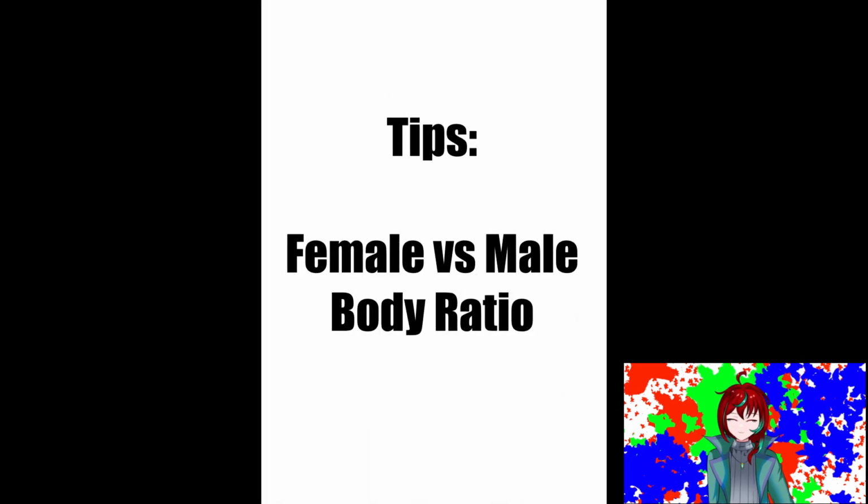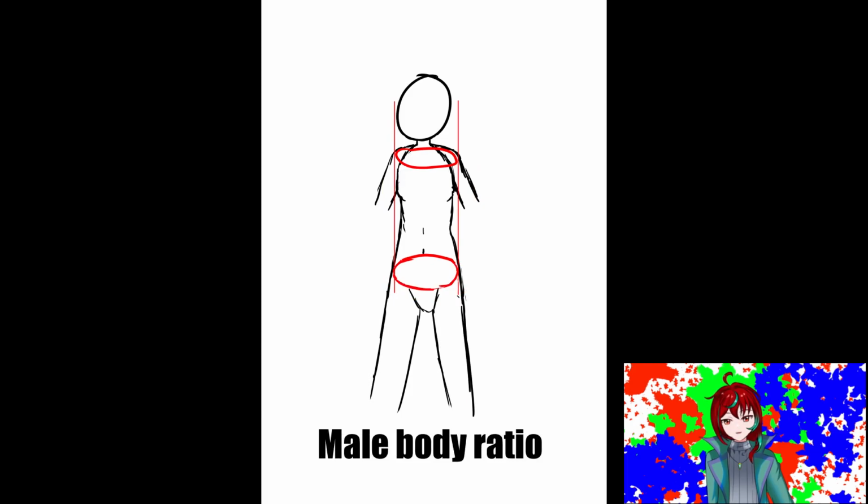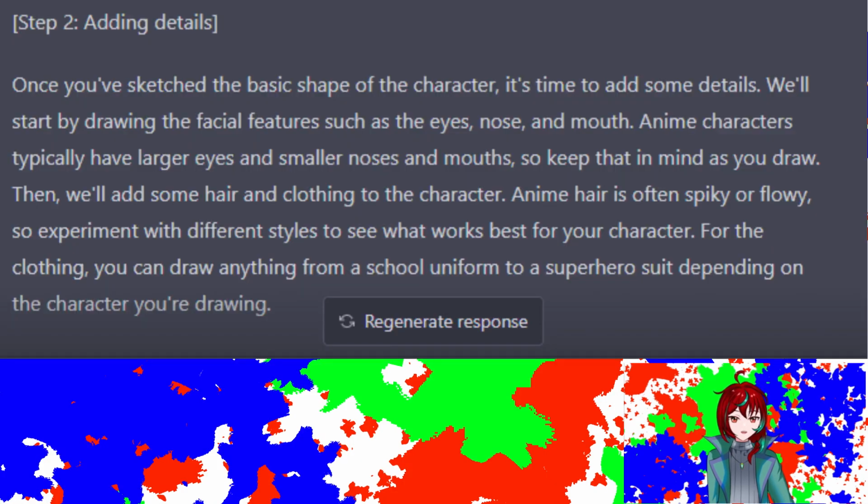Oh, by the way, when drawing the body, pay attention to the shoulder and hips ratio. Like when you're drawing a girl, the hips should be wider than the shoulder. But when you're drawing a man, the hips and the shoulder are usually the same length. A little proportion lesson.